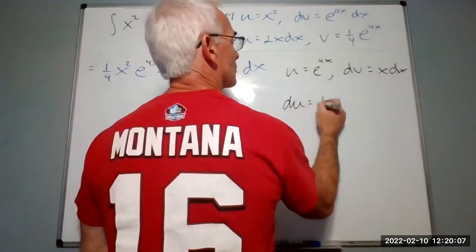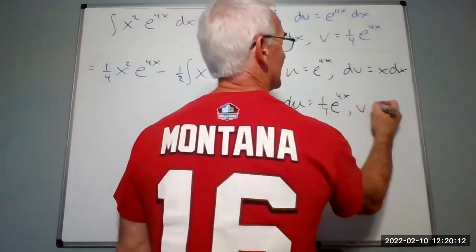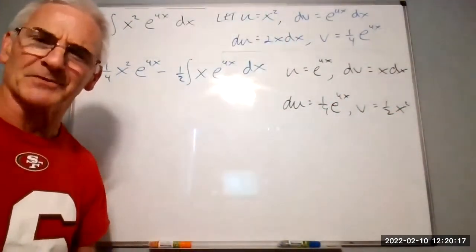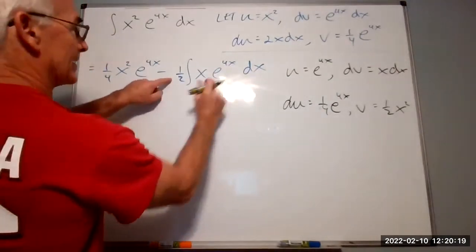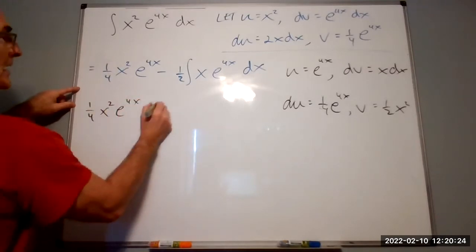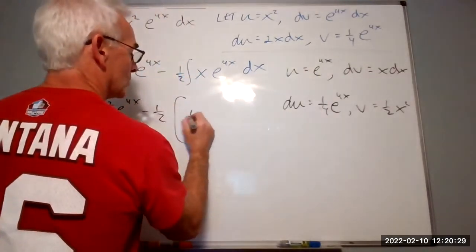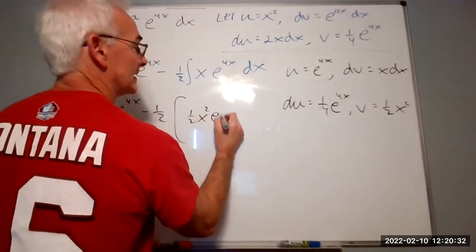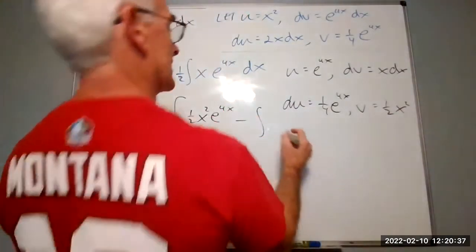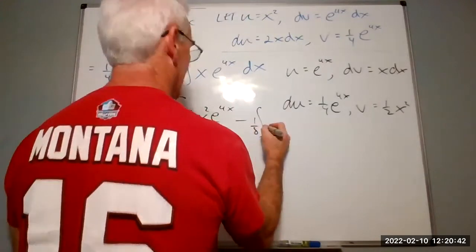Then du is 1/4 e to the 4x, and v is 1/2 x squared. I'm using the black to show you it's a different problem. I'm going to erase it eventually. So watch what happens to this guy. So my answer is 1/4 x squared e to the 4x minus 1/2. Now I'm going to do this. So uv, 1/2 x squared e to the 4x, minus the integral of v du. If I did that right, so that'd be minus 1/8. Hold on, minus the integral of.